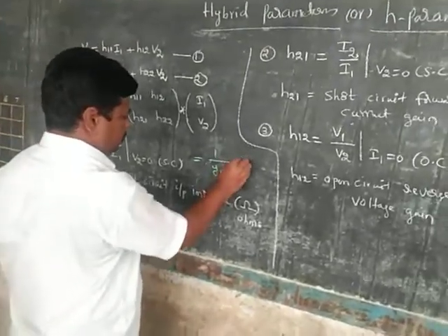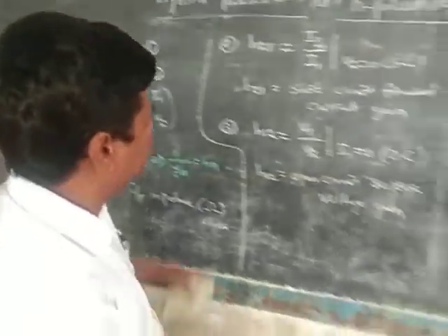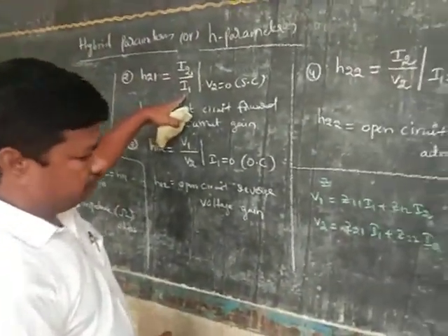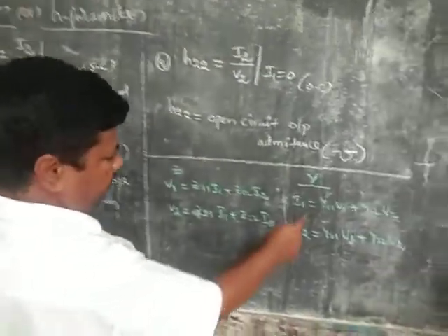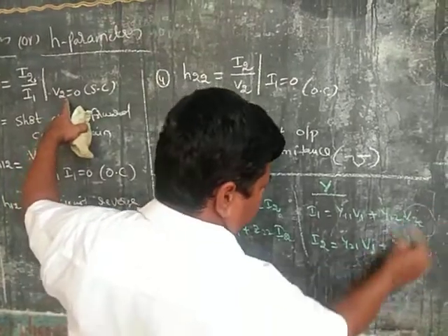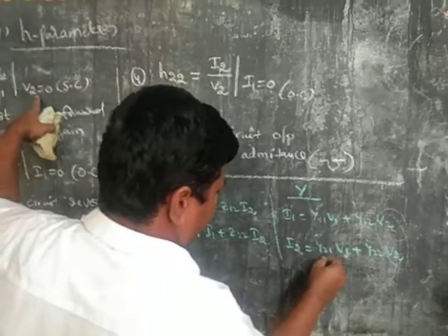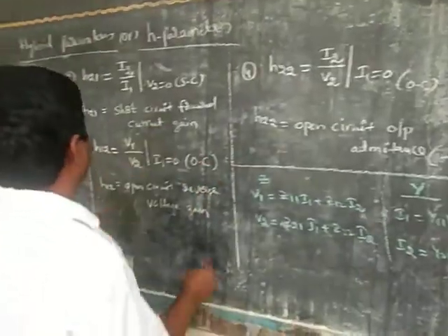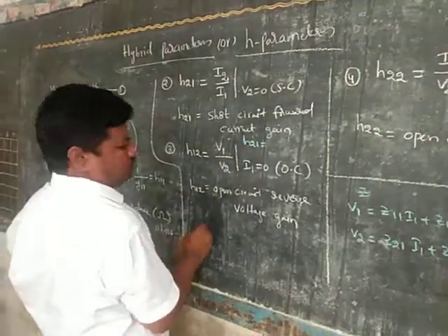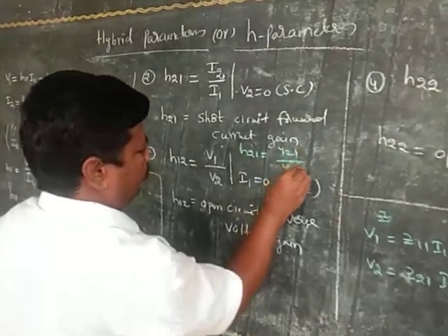H11 is equal to 1 by Y1. Similarly, here I2 by I1. Observe, same Y parameters: I2 by I1 when V2 is equal to 0. V1 gets cancelled, giving Y21 by Y1. So H21 is equal to Y21 by Y1.